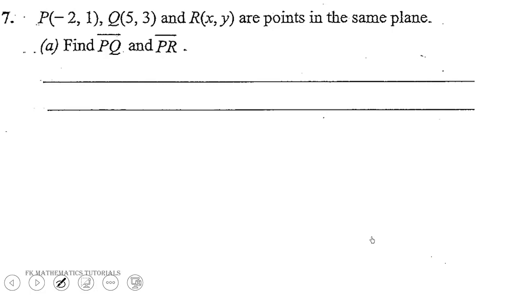Question 7 says P(-2, 1), Q(5, 3), and R(x, y) are points in the same plane. Find vector PQ and vector PR.